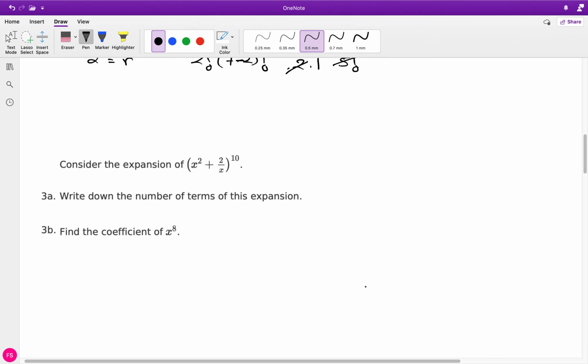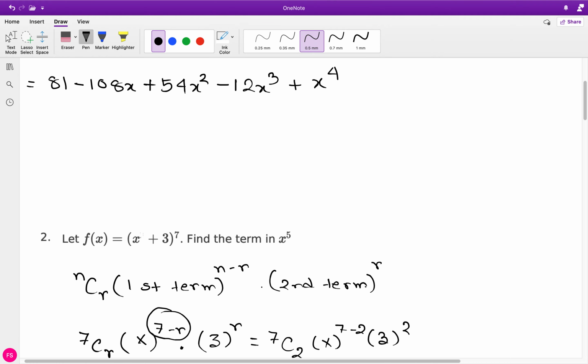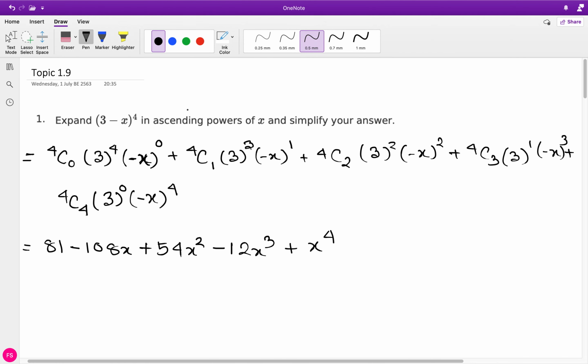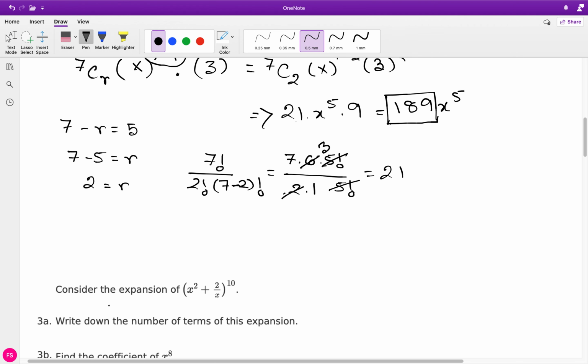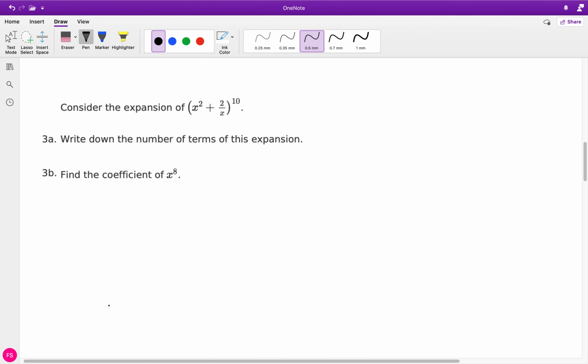Now, if you look at the first question, what was the power? The power was 4. How many terms did you have for this? 1, 2, 3, 4, 5. You always have one more, because we start with r equals 0. The same rule goes for all the expansions. This means the number of terms of this expansion is going to be 11. You just need to add 1 to your n.